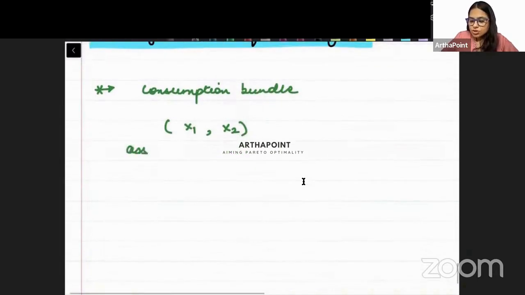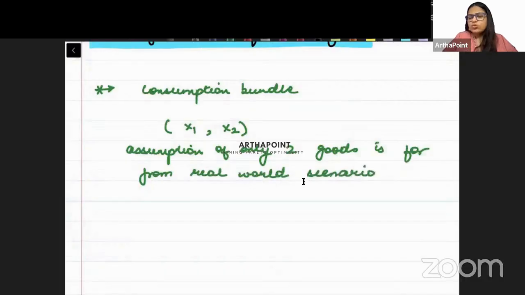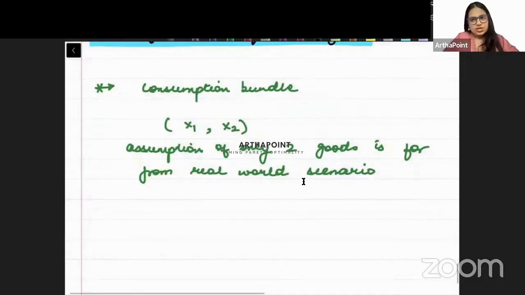But this assumption of only two goods is far from any real world scenario. असली में सिर्फ दो गुड्स होना ये तो रियल वर्ल्ड सिनेरियो से बहुत ही अलग है. It is very far from any real world scenario, right? So you may ask, ma'am, what is this? What if we are not interested in just two goods? So there are two things that we have to understand.